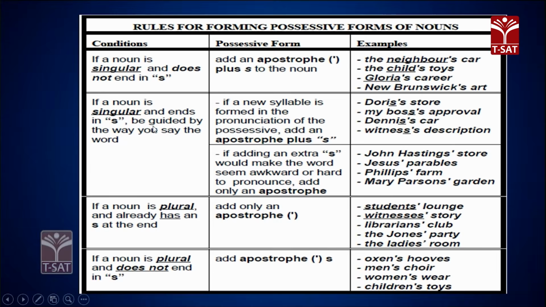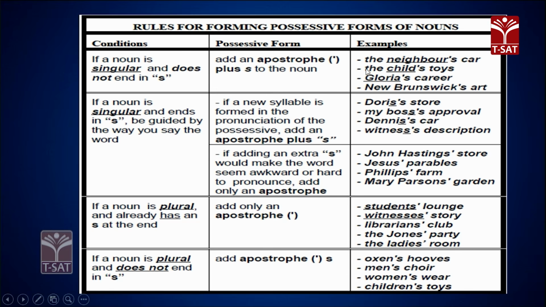Now, there are certain rules which you can see in this table, rules for forming possessive forms of nouns, right? Here are the condition and how the possessive form is going to be formed, with some examples. If a noun is singular and does not end in s, what is the possessive form that we are going to have? Simply add an apostrophe plus s to that root noun.